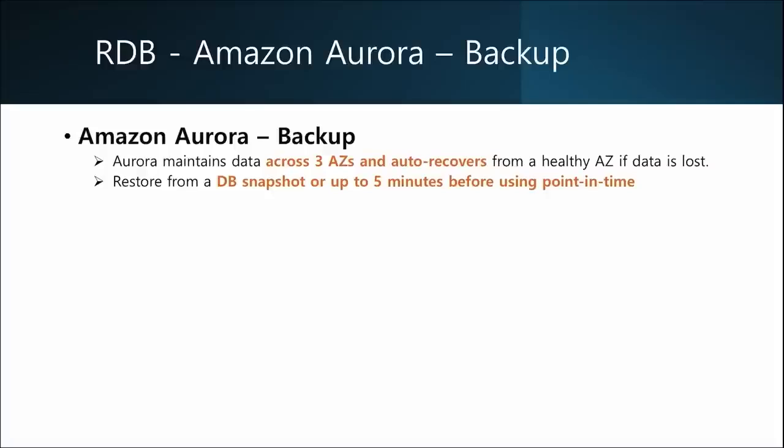Let's take a look at Amazon Aurora's backup. As mentioned earlier, Aurora is replicated across 3 AZs, so it supports automatic recovery. In the case of DB snapshots, data from up to 5 minutes ago is saved, so you can immediately restore content from 5 minutes ago.